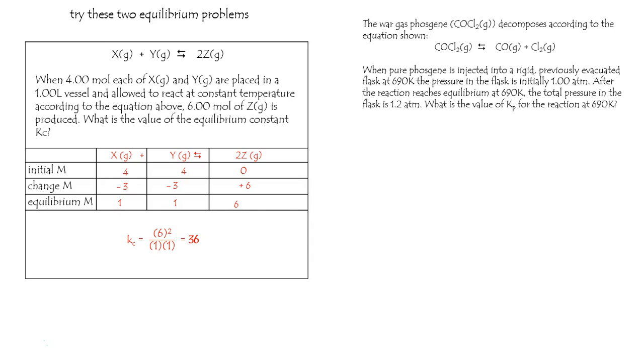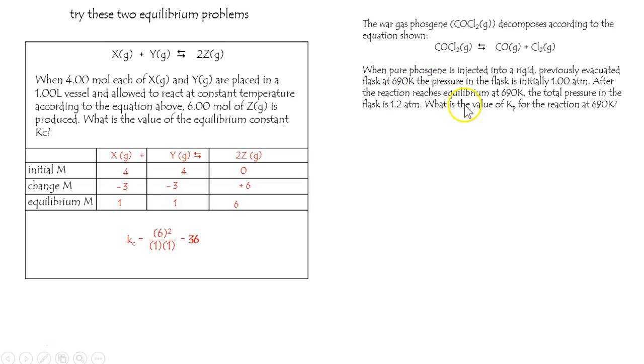Another problem. Phosgene decomposes into carbon monoxide and chlorine. Just like we did before, I'm thinking Keq is going to be equal to this times this, carbon monoxide times chlorine over the phosgene, with a nice 1 to 1 to 1 ratio, and nothing is omitted. The flask initially is at 1 atmosphere. Don't be put off by the atmospheres. It's analogous to concentration. So that means we'll have 1 and 0, 0 for the initial conditions.